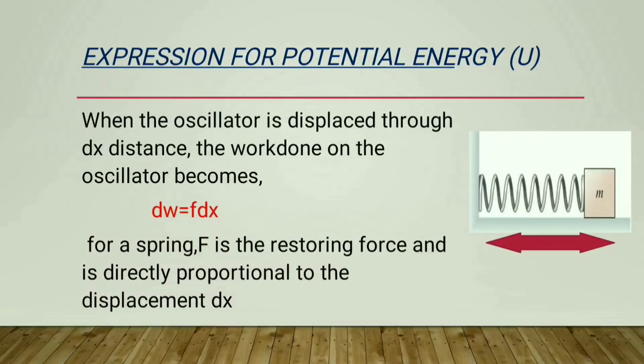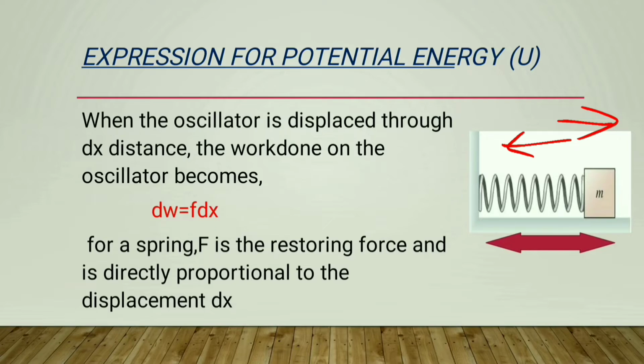Consider a spring mass system. This is moving. So, every time the spring is experiencing compression and elongation. So, of course, there is a force. When the oscillator is displaced through dx distance, it will experience a work because we are pulling the spring. So, some amount of work has to be done. Then the total work done, that will be dW.